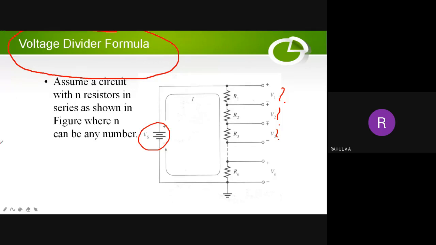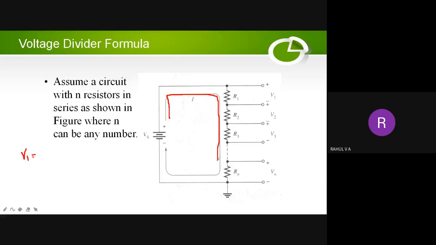Okay, now what will be the voltage across the R1 resistor? Normally, this is a series circuit, that is definitely understood. Since it is a series circuit, we have already studied that the current is the same through all these resistors. Only the difference is voltage. So whatever voltage you are applying will be distributed across these resistors.